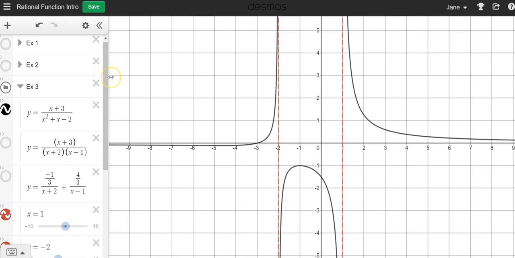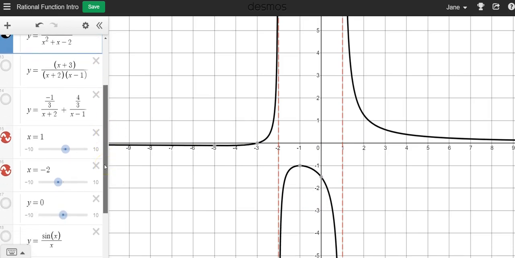So let's look at some other features of this graph. Something I haven't pointed out yet, and I could go back and look at the previous example, but whatever the zeros of the denominator are will give us our vertical asymptotes. But the zeros of the numerator, in this case the 0 of the numerator would be -3, the number that makes the numerator equal to 0, gives us our x-intercept. So zeros of the numerator are x-intercepts, zeros of the denominator are vertical asymptotes.